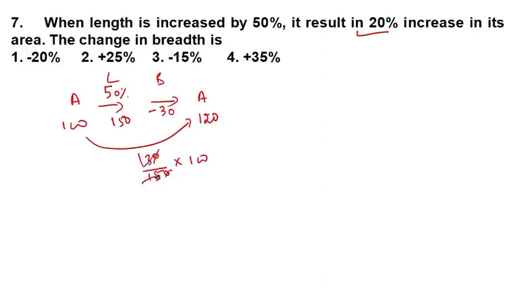So 3 1 3 5. Now 1 by 5 means 20%. So it got reduced. Breadth will get reduced by 20%. So 1 is your right answer. Again, if you want to do it with the second method, see, first and now second.